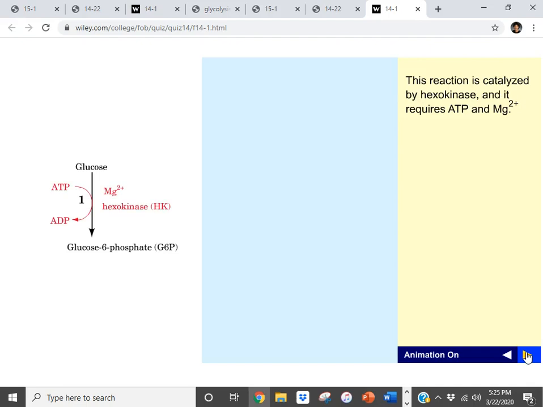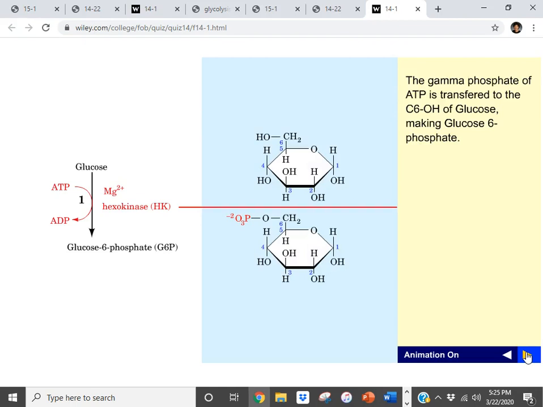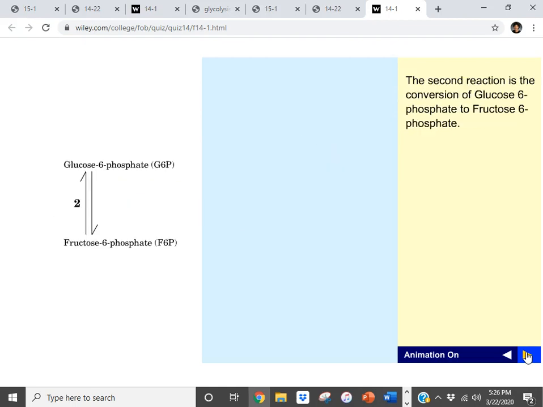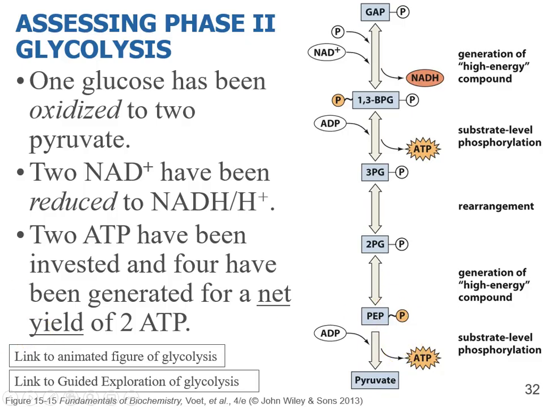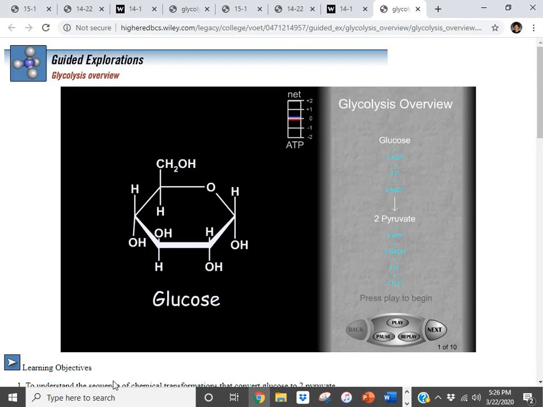So that's the hexokinase. And it gives you the reactants and the products, and it gives you the structure so you can see what they look like. So you can look at that on your own if you want. This is a guided exploration, so this is narrated. So if you go to this step right here, I'll just play the first part of it.